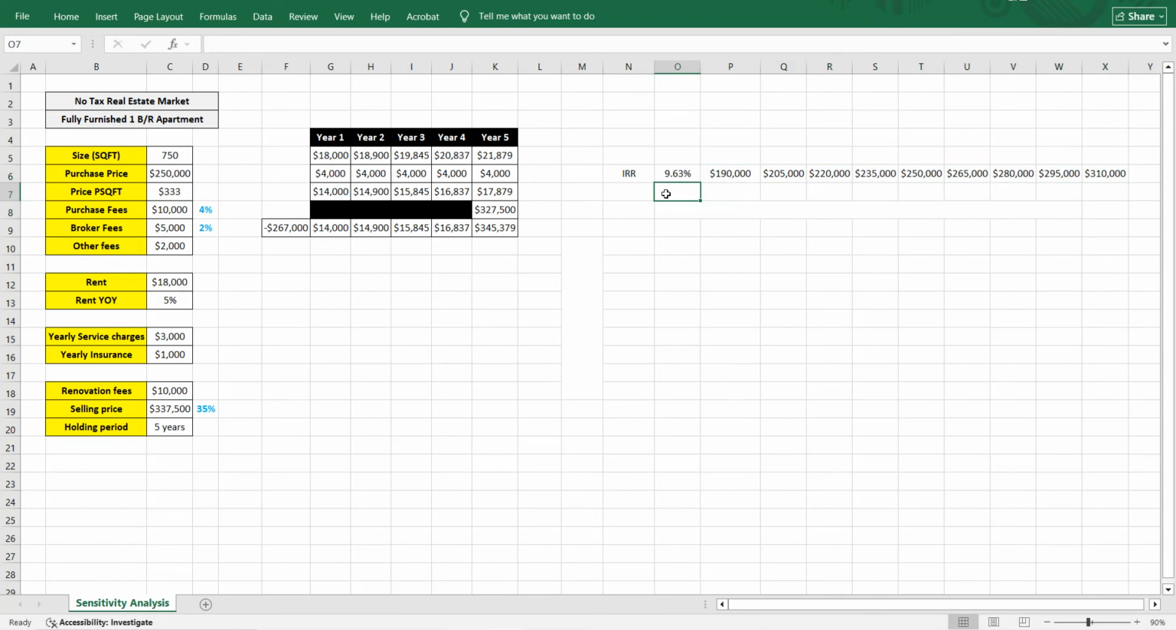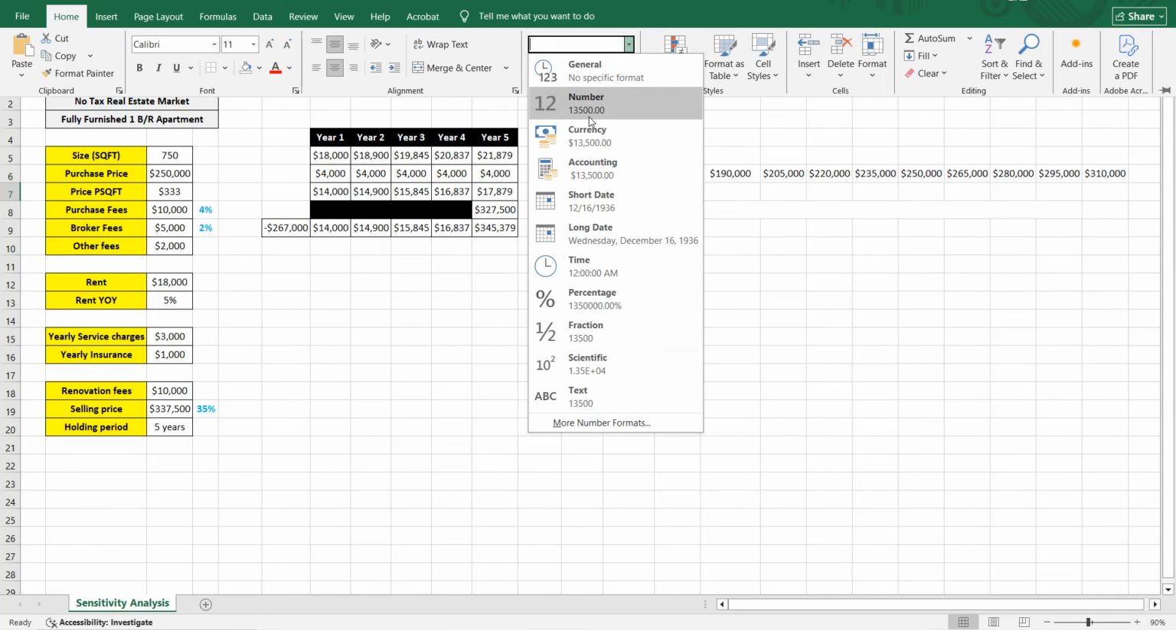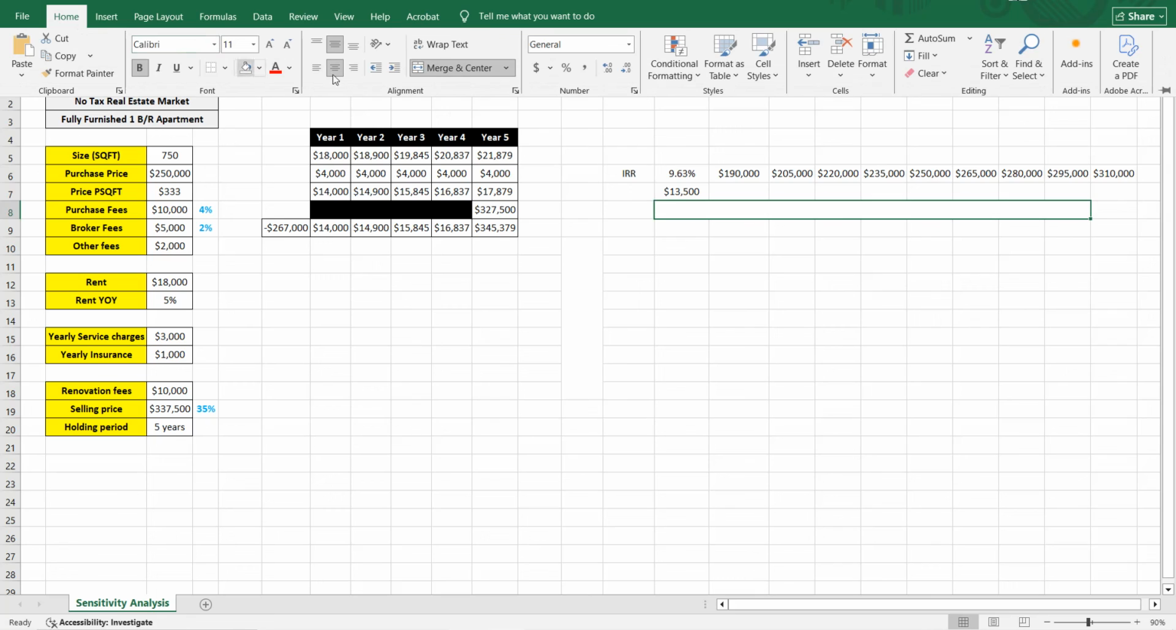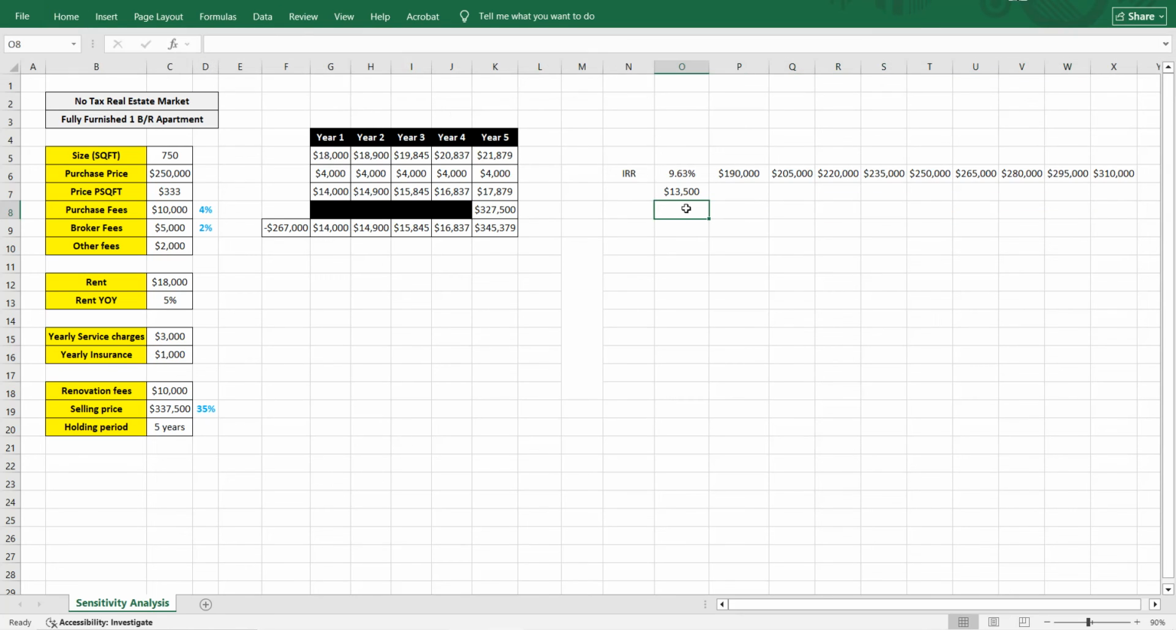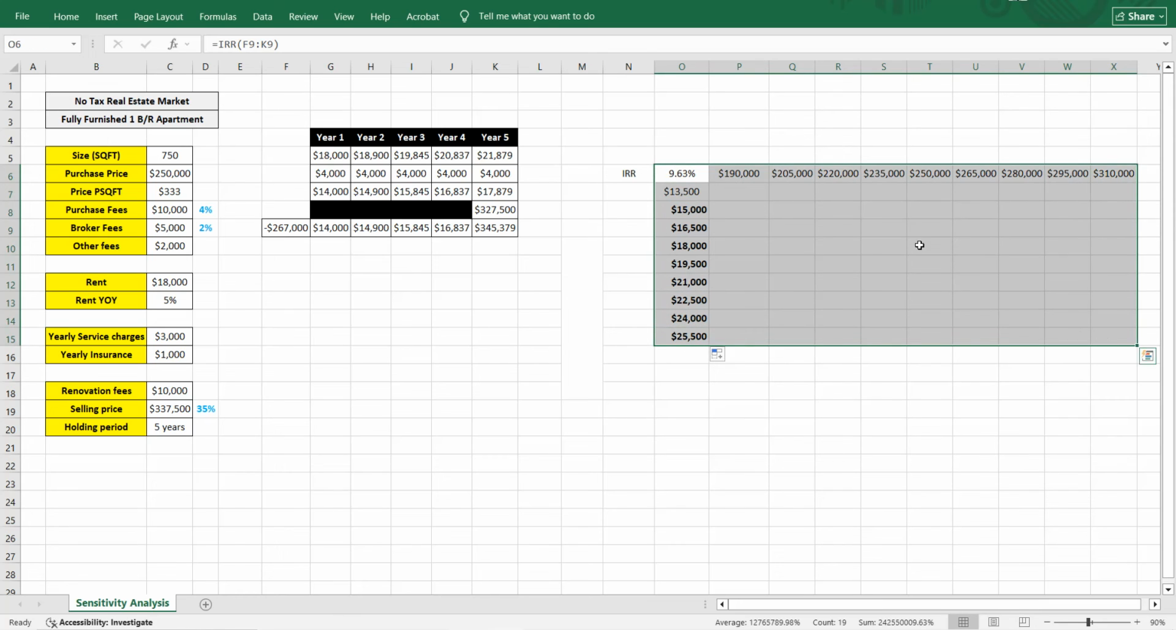On the columns we are going to have the rent. Let's say, for example, we start with 13,500. We do the same thing: it will be currency, and we increase by 1,500. It equals this value plus 1,500, until here. Okay, so everything is ready.